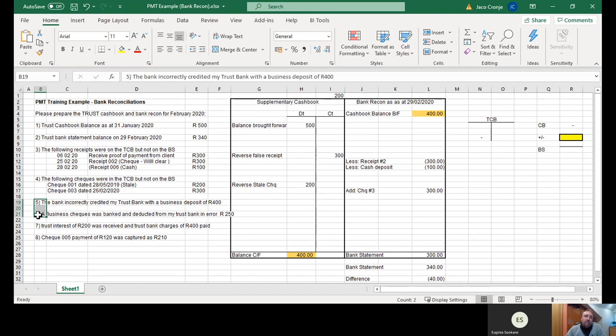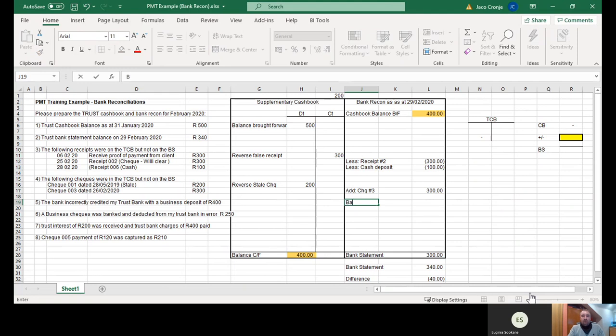Okay, now we get to the two hair-raising ones, the bank errors. So I've written that little template that I explained in the lecture on the side here. So we're going to use that, and hopefully that will guide us to get an answer. So the bank incorrectly credited my trust bank with a business deposit of 400 rand. Okay. So now let's see. First thing that we know is this is a bank error, because it specifically says the bank incorrectly. So already we know it's a reconciling item on our bank recon. So we'll enter their bank error. Now the question is, do we plus or do we minus 400 rand? So let's go and take the long road.